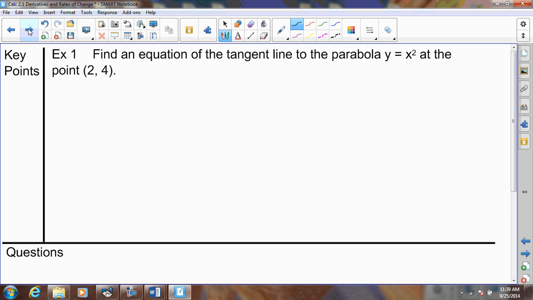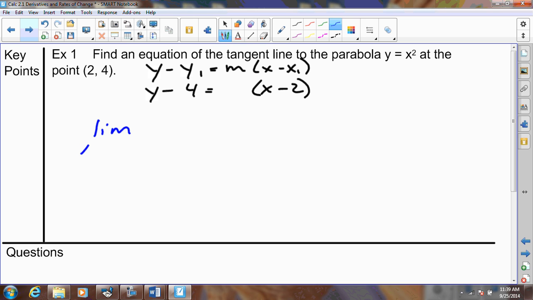Find the equation of the tangent line to the parabola y equals x squared at the point 2, 4. Okay, so find the equation of a line tells us we have this. If you haven't memorized it before now, might be beneficial because we use it a lot, don't we? Well, we already have the x1 and the y1. The only piece that's missing is slope. But we know slope of a tangent line is going to be this limit as x approaches a. Well, our a value is the x value of 2. And we need f of x minus f of 2 over x minus 2.